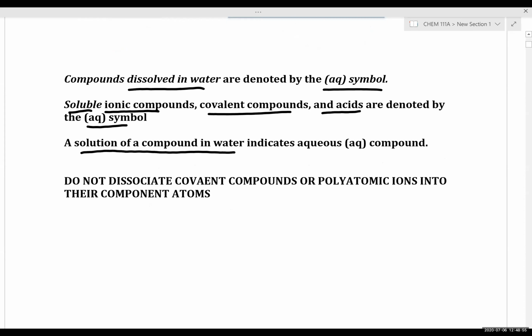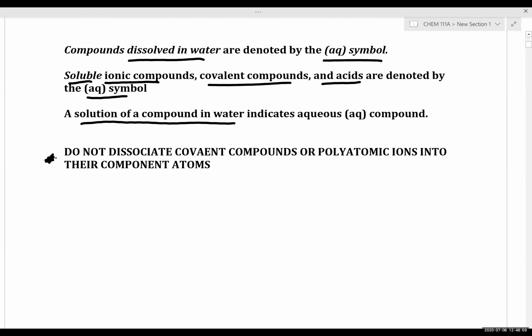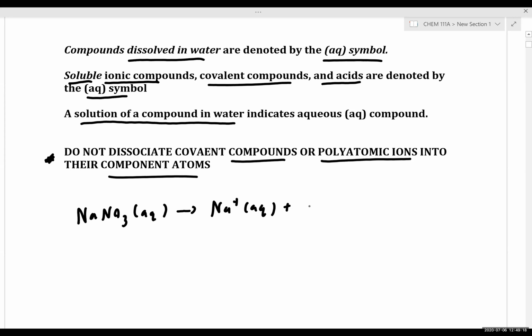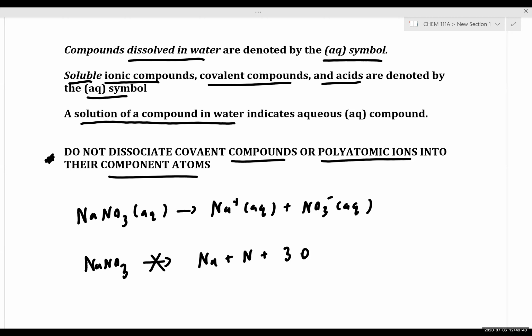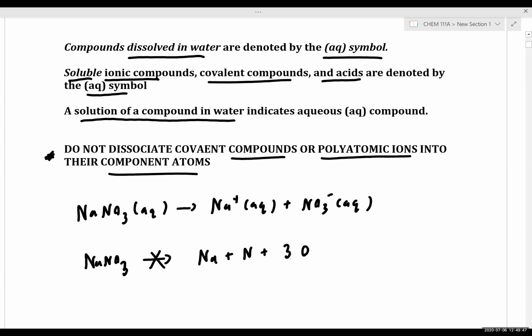One really important rule that I can't emphasize enough is do not dissociate covalent compounds or polyatomic ions into their component atoms. For example, sodium nitrate in solution will break down into its component ions of sodium plus and nitrate, NO3 minus. We will not see sodium nitrate break down into sodium, nitrogen, and oxygen. Only break down your ionic compounds into their component ions.